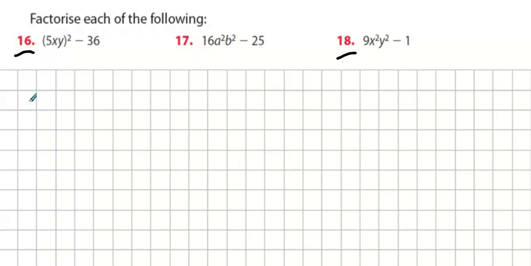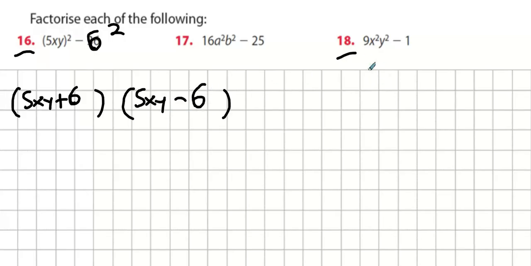Okay. What did you get for the first one? Did you change 36 into 6 squared? The other one's already squared, so what can I do then? 5xy plus 6.